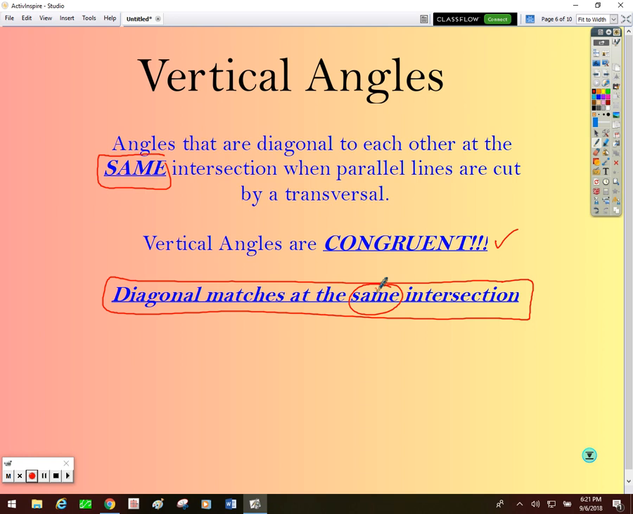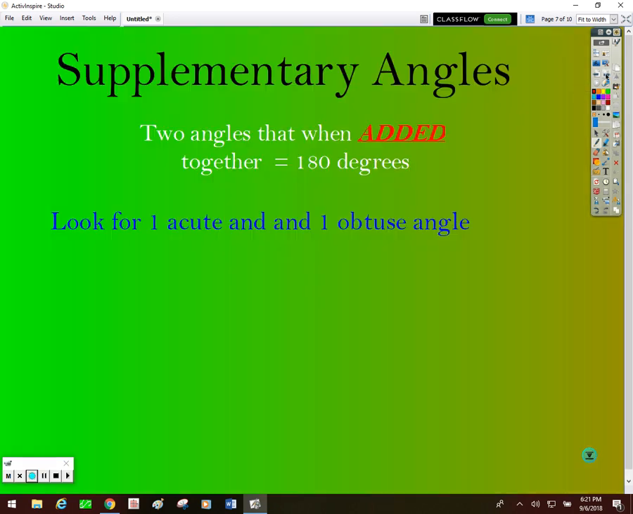All right, so let's go with this one more. I think we got one more. Supplementary. This is the one that proves to be a little different. There are different names that go with supplementary angles. Sometimes you'll hear the word consecutive angles. You'll hear sometimes linear pairs, adjacent angles. Well, we're going to make it a little easier for you here.